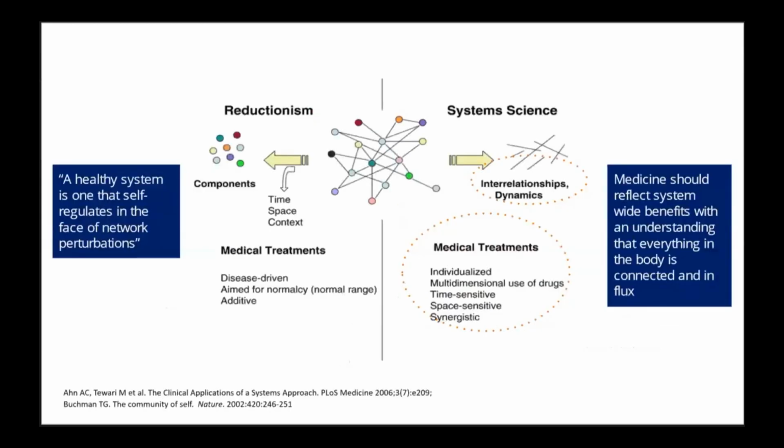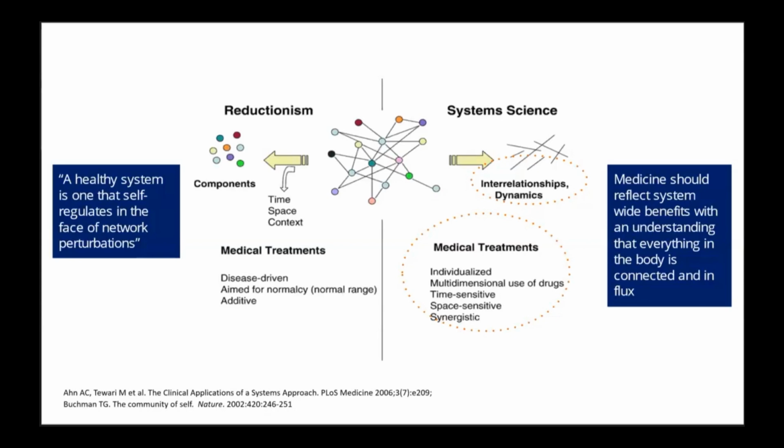You can see here on the left is reductionism, and on the right is system science, where medicine should reflect system-wide benefits with an understanding that everything in the body is connected and in flux, right? It's always changing. In pharmaceutical medicine, often what we're trying to do is stop something from happening, right? We're trying to block a pathway, block a receptor, or make something happen, push something, activate a receptor, provide a hormone, provide a stimulus that directs function. But it's a very single-pointed approach, telling the body what to do.